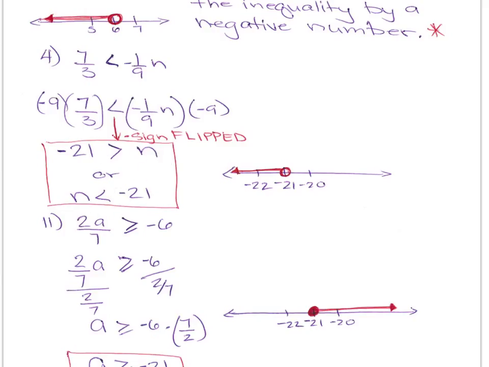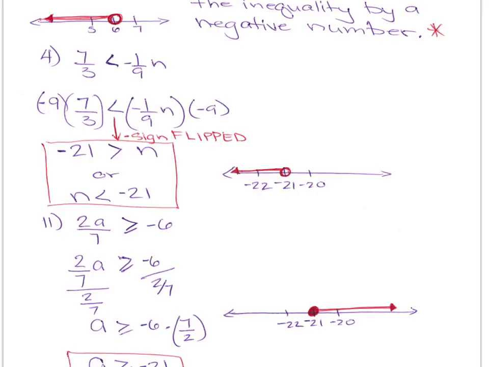inequality. So now to graph it, you can see that it's a hollow circle again because it's only a less than symbol. And then we go to the left of negative 21 because we are looking at a less than negative 21. So this right here is the graph of this solution.